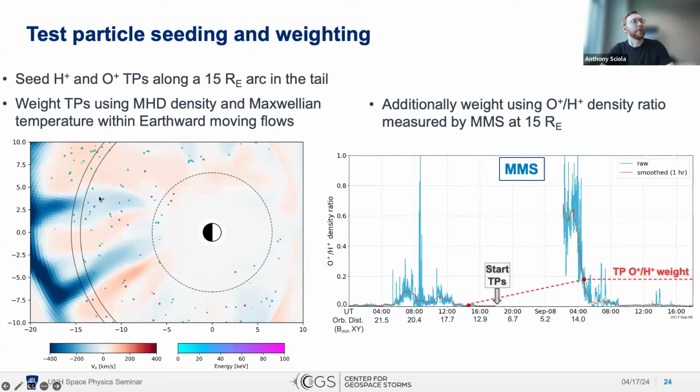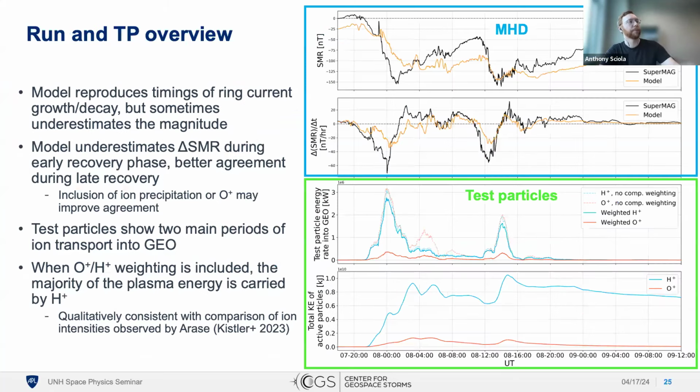And then we are weighting them using the MHD density and Maxwellian temperature. But because we also need to partition those single fluid moments between O+ and H+, we are using measurements from MMS to do that essentially. And you can see here that throughout the storm, it sort of ramps up from 0% to about 20% ratio between O+ and H+ at 15 RE.